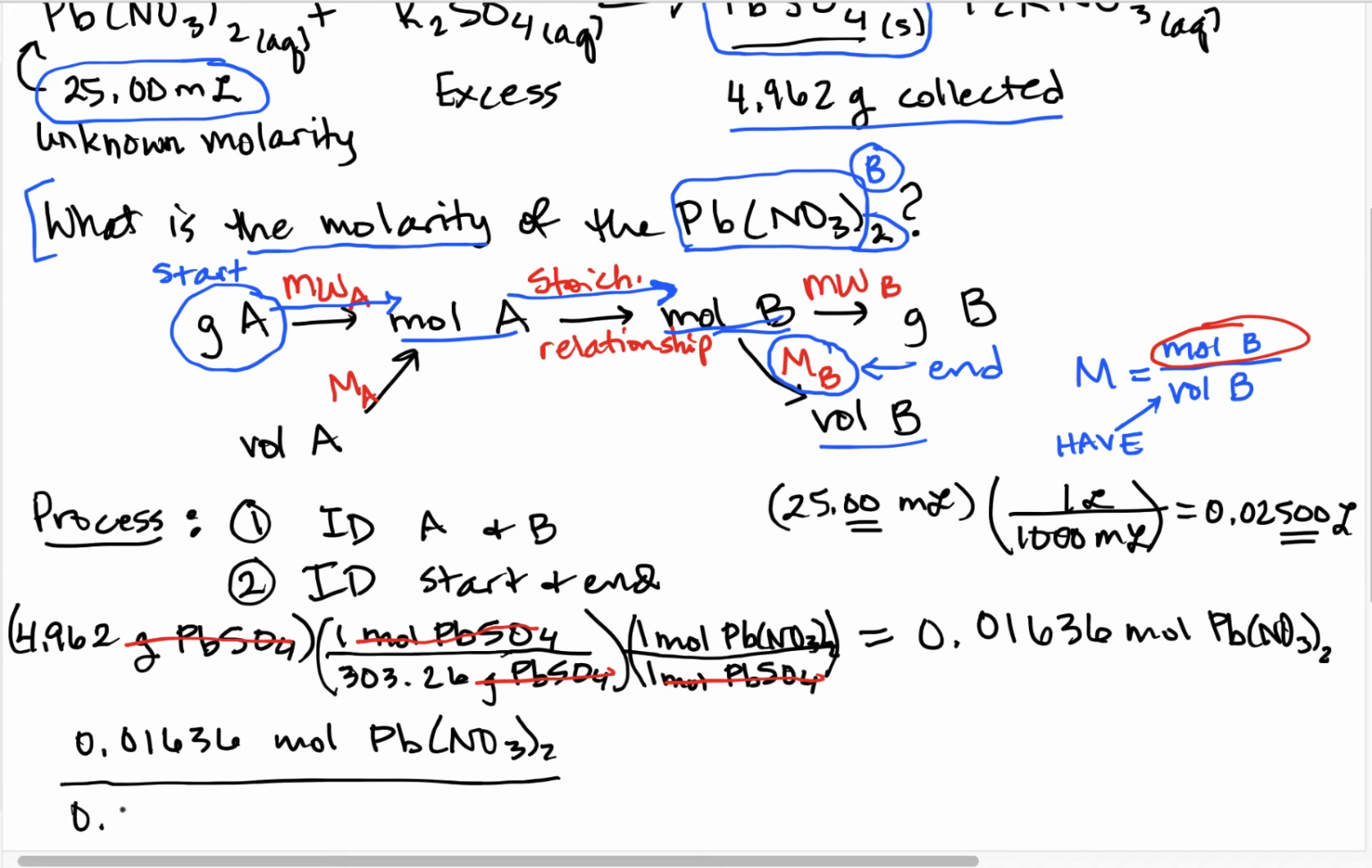So we're going to divide by 0.02500 liters of lead nitrate solution. And so if we divide that out, I get 0.6545 molar lead nitrate.